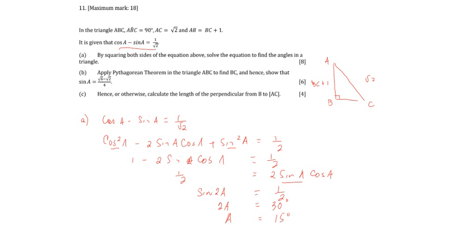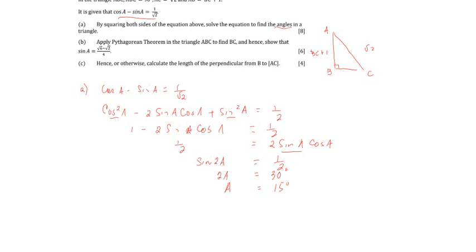But looking at the problem, we are asked to find the angles in a triangle. So let me draw that again. So this is our B, this is our A, and this is our C. We know this to be 90. So if this is 15 degrees, our C is the complement of the angle A, so that's equal to 75 degrees. So these are the two angles that we're looking for in letter A. For letter B, we are asked to find the measurement of BC, and then we show later on that sine A is equal to this given amount by applying the Pythagorean theorem.